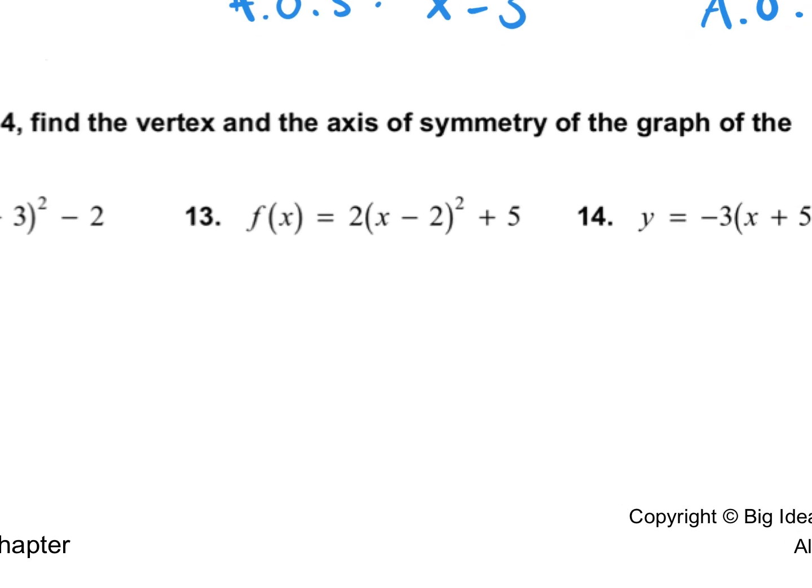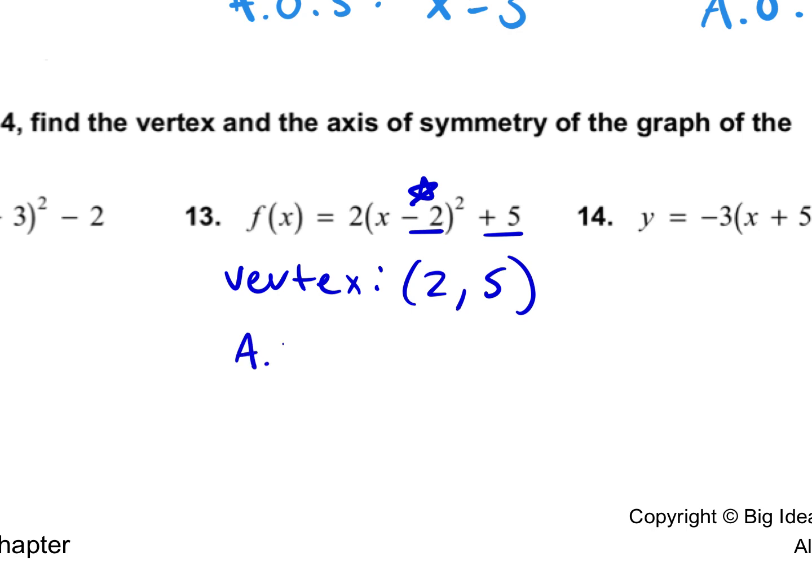All right, we did 12 together in class. So let's do 13. Here again, we're finding the vertex and the axis of symmetry. So the vertex is what we're adding on the inside and what we're adding on the outside, but we change the sign of the inside. What would our vertex be here? Awesome. Our vertex would be 2, 5. Perfect, because we changed the sign of the inside one. And then what is our axis of symmetry? x equals 2. Perfect.